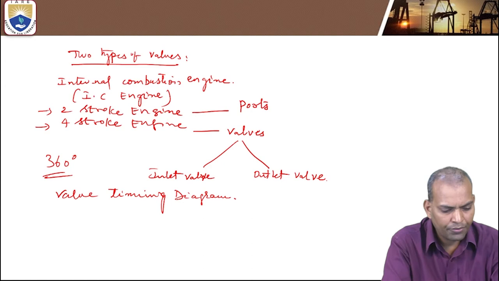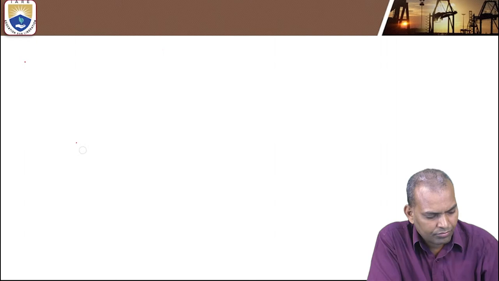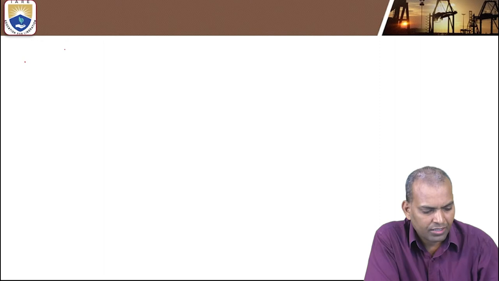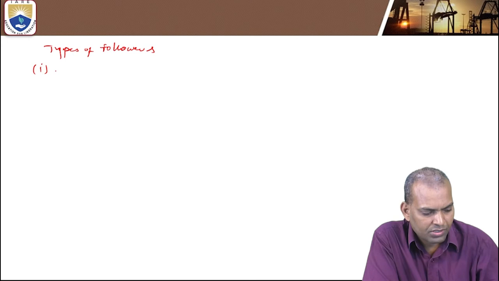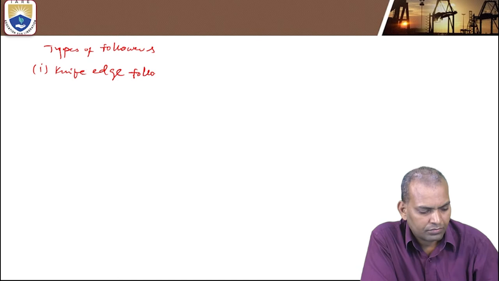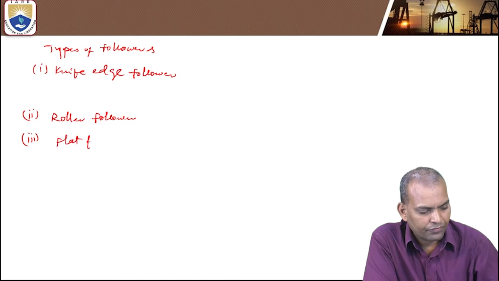Now, the next one we are going to study. So far we covered types of followers. The followers are of four types. Number one, knife edge follower. Number two, roller or spherical follower. Number three, flat faced follower. And number four, mushroom follower.